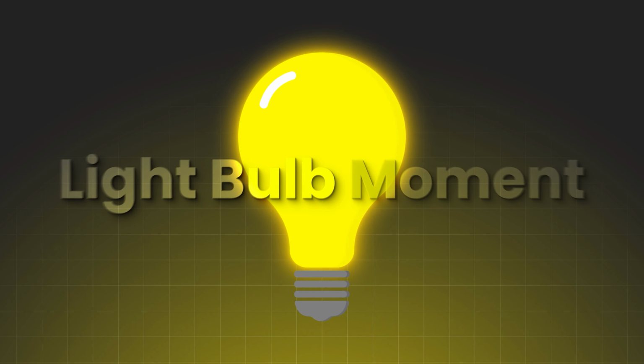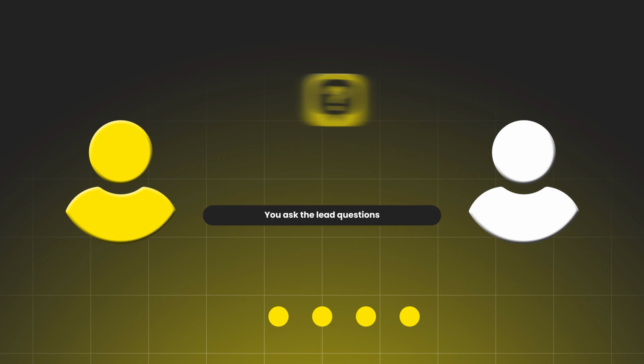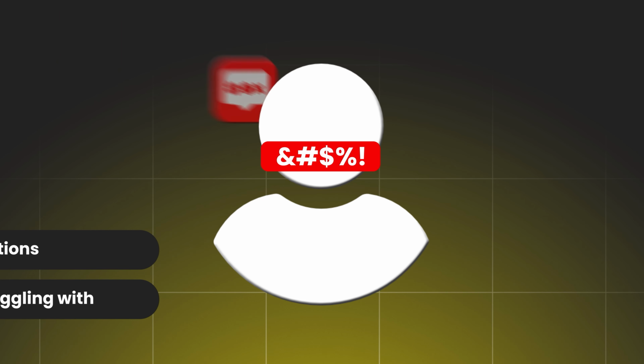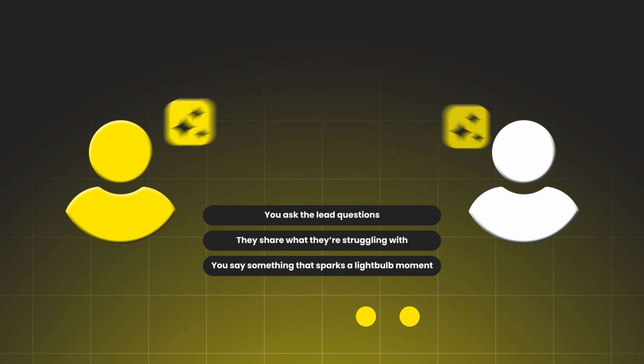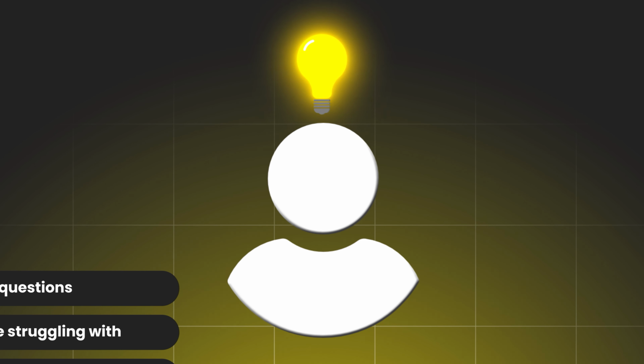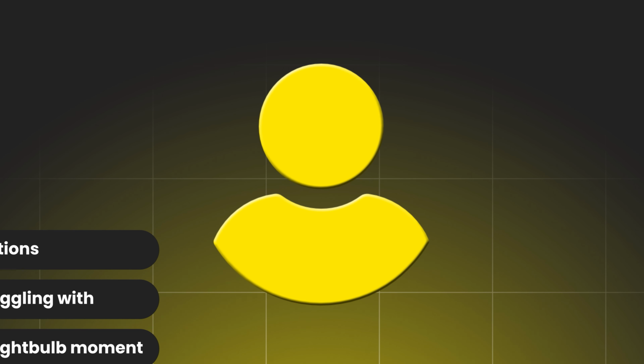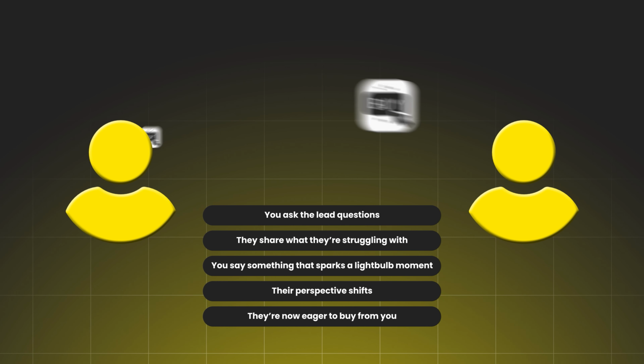A light bulb moment happens in all good sales calls. Firstly, you ask the lead some questions. The lead describes their current situation. They tell you something they're struggling with. And the salesperson, probably you, then says something that gives them the light bulb moment. It changes their point of view on their situation and it makes them very likely to buy from you.